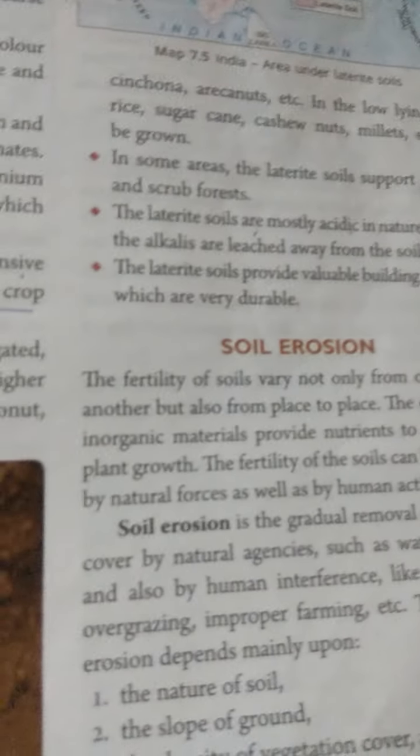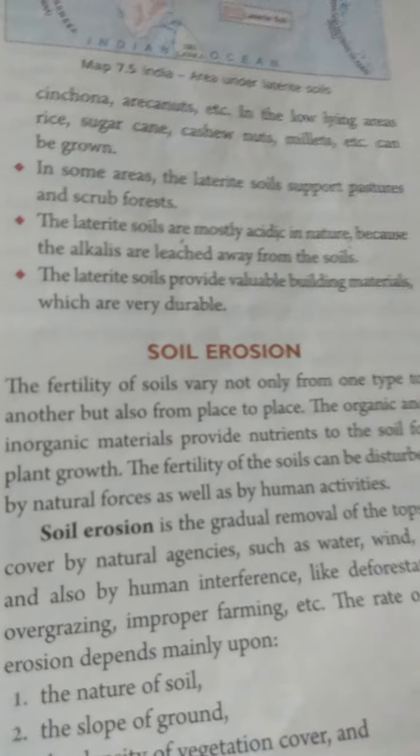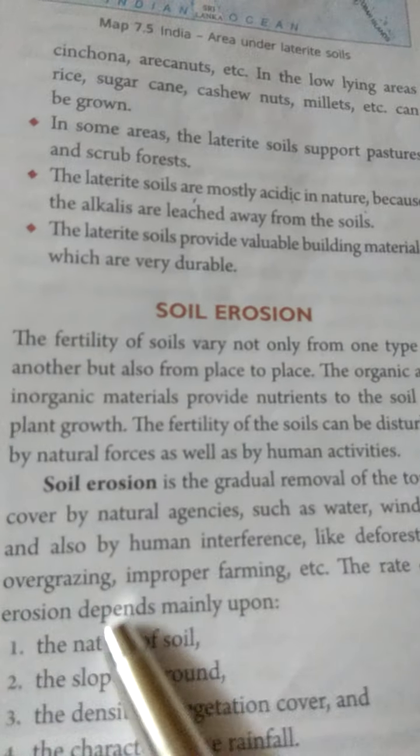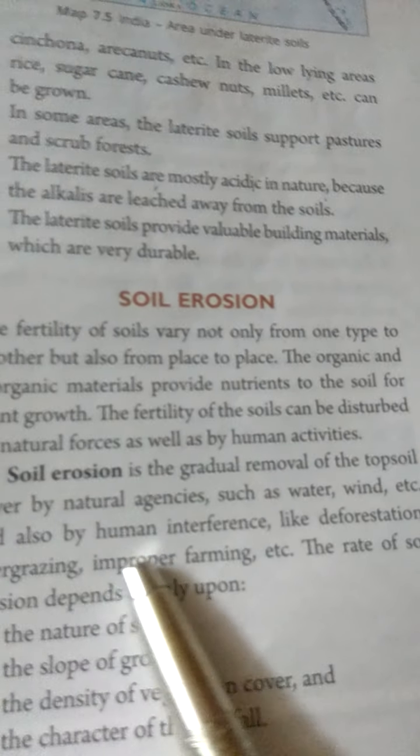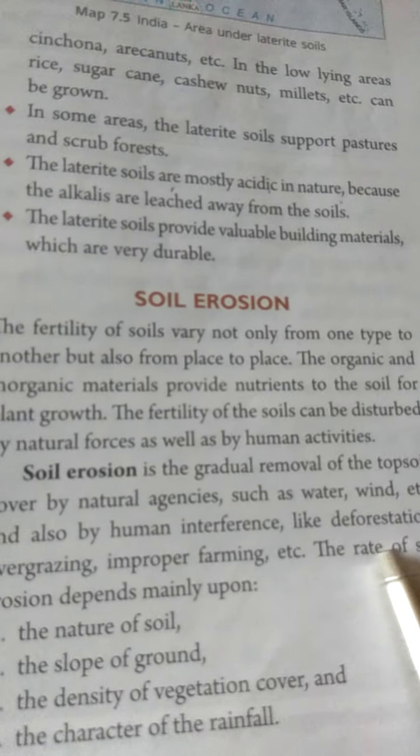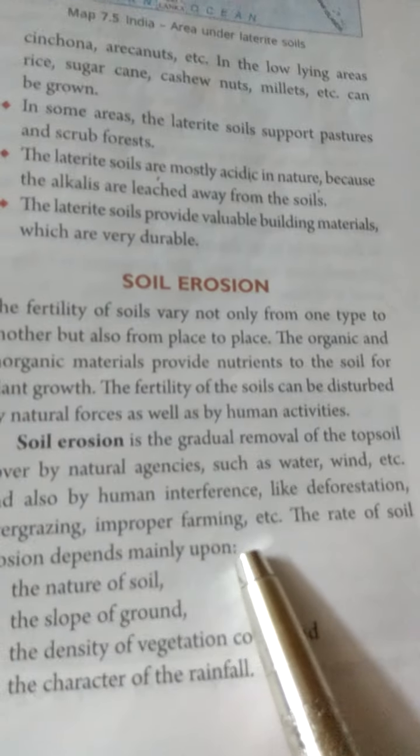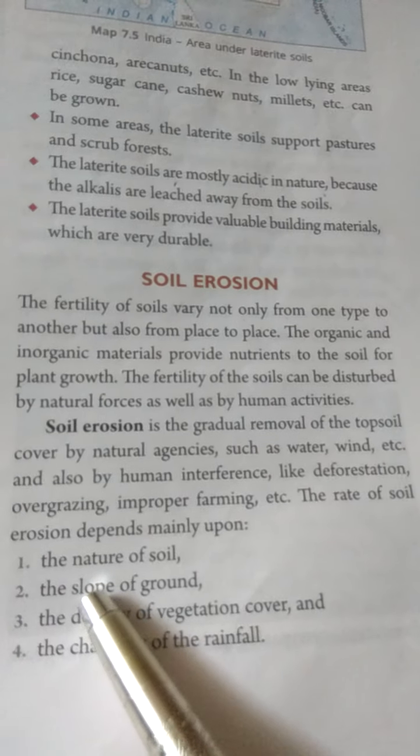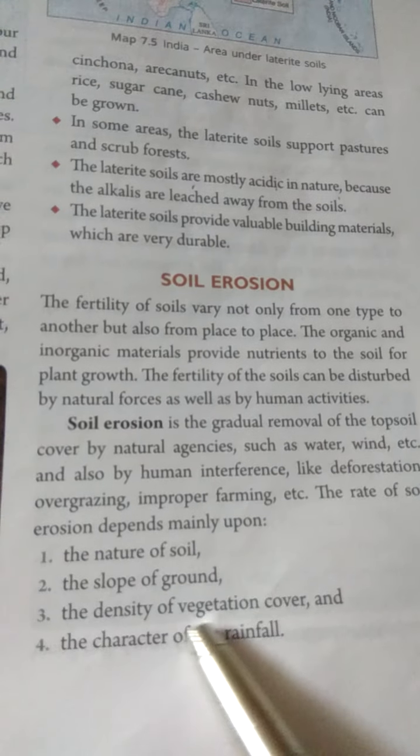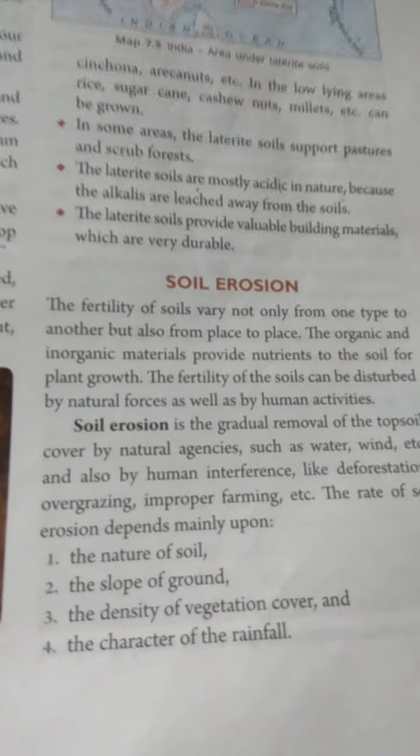Soil erosion. Soil erosion is the gradual removal of the topmost layer of the soil by natural agencies such as water and wind, and also by human interference like deforestation, overgrazing, improper farming, etc. It depends on the nature of the soil, slope of the ground, density of the vegetation cover, and character of rainfall. These are some of the points. Now, the three types of erosion.